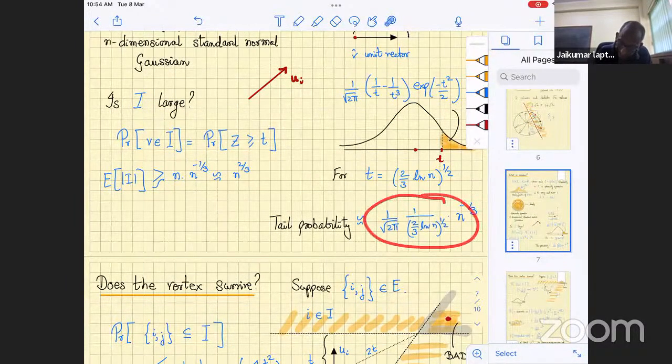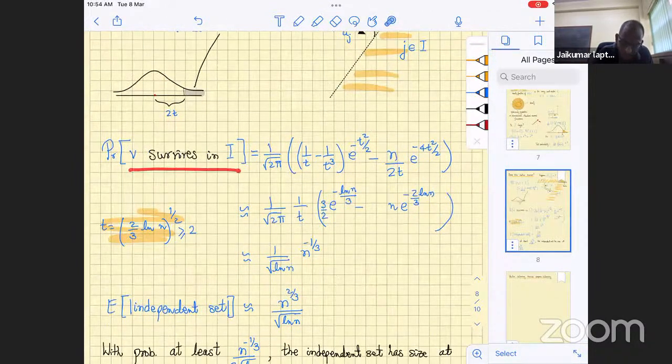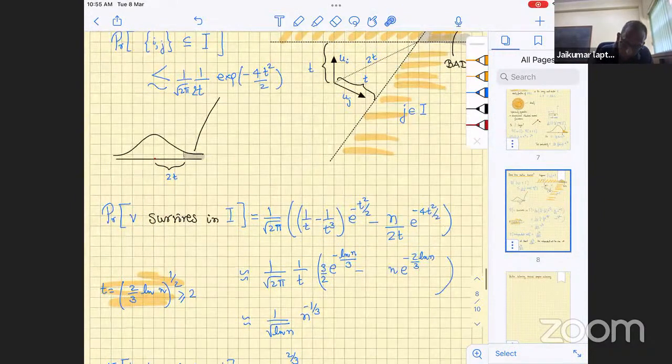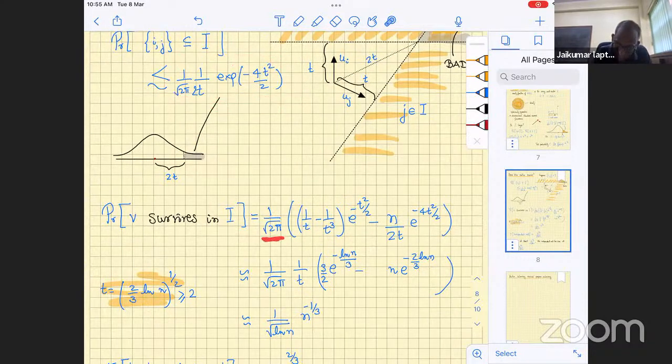So let us write down now. Even if you didn't understand the intuition that I was giving, what is the probability that V survives in I? First of all, it enters I, and no edge connected to V enters I. What's the probability that an edge connected to V enters I? Fix any edge. The probability that it enters I is this quantity. The square root 2 pi I have written outside, and I have written that expression here, and there can be at most n edges that V is connected to.